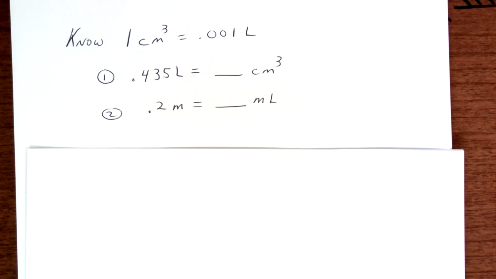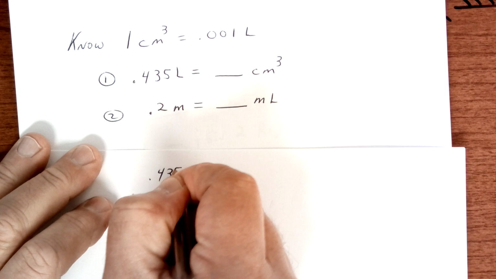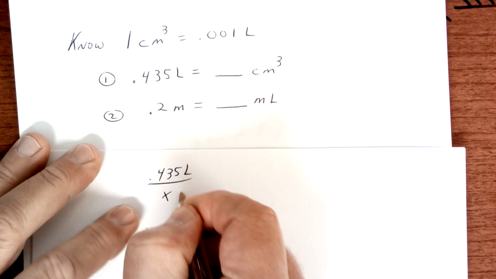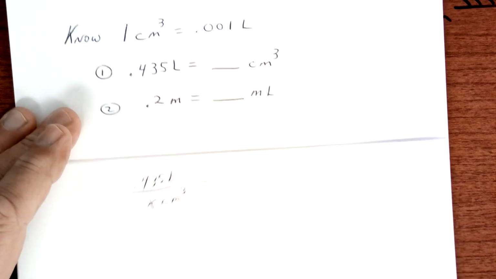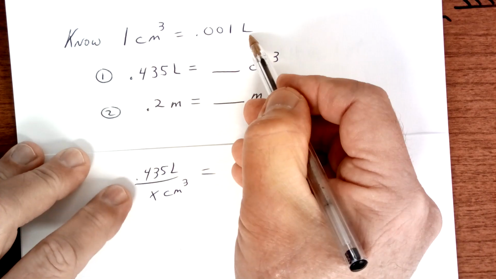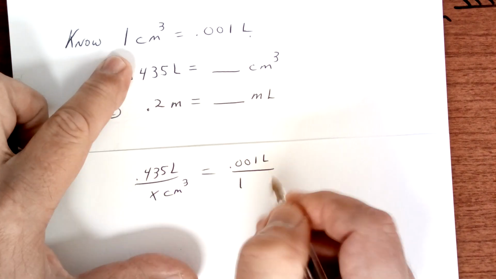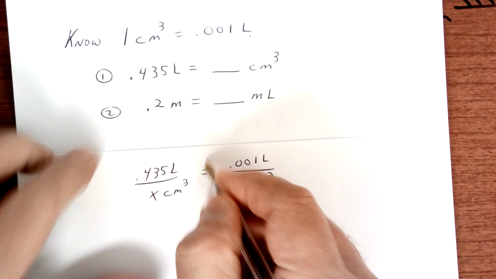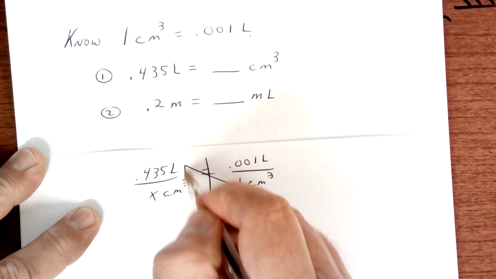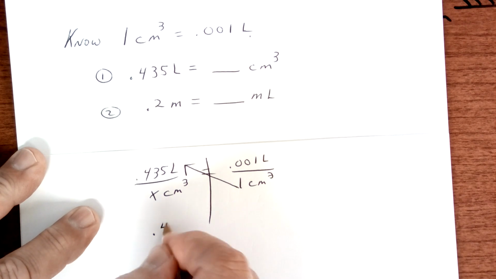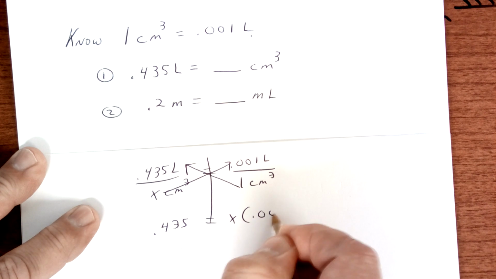On number one, you have 0.435 liters is equal to x cubic centimeters. And I had to go online to get this conversion right here. So here I have liters at the top, so it's going to be 0.001 liters over 1 cubic centimeter. And there it is. That's set up as a proportion, and that's the way I want you to do your work. So it's going to be 1 times that, which is 0.435, and then x times that, which is like that.